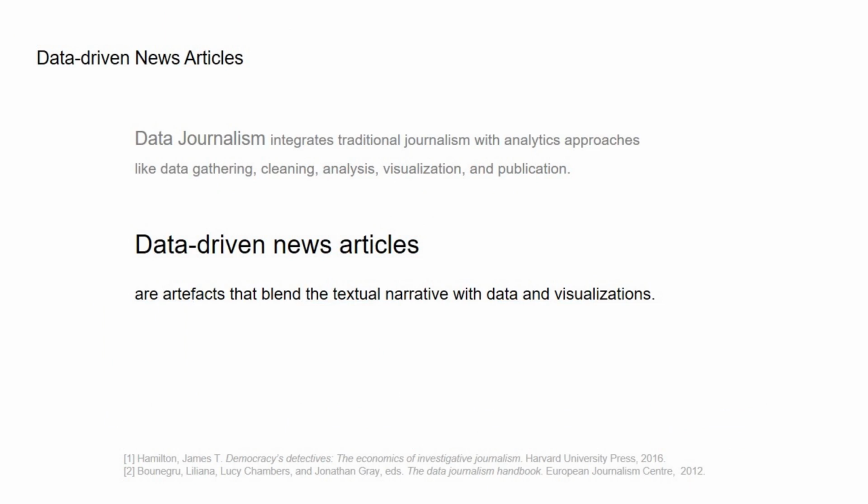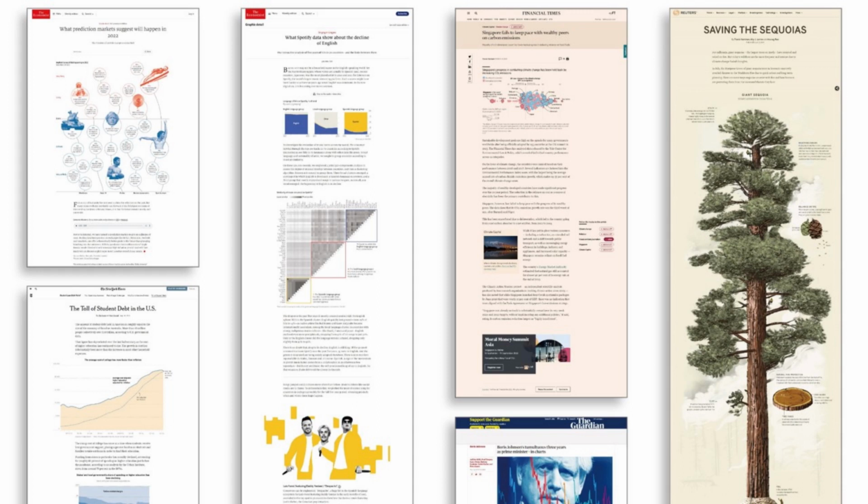In this paper, we provide a taxonomy of article types alongside a set of design patterns to describe the richness of data-driven news articles and inform creators' design choices. Data-driven news articles are artifacts that blend textual narrative with data and visualizations. They come in various forms. Here are some examples. You can see text, infographics, visualizations, and illustrations among many different elements, and our primary focus is on magazine-style articles.